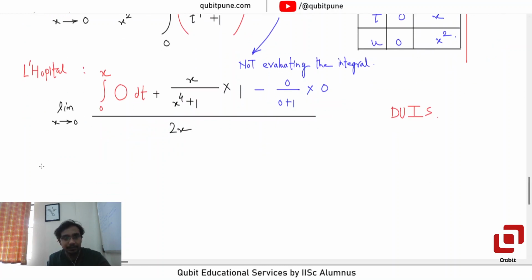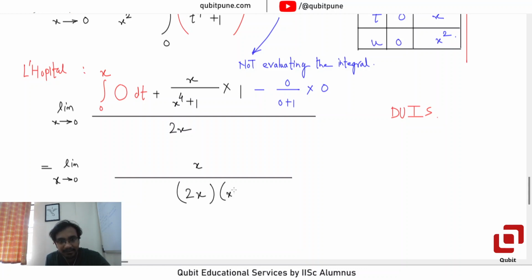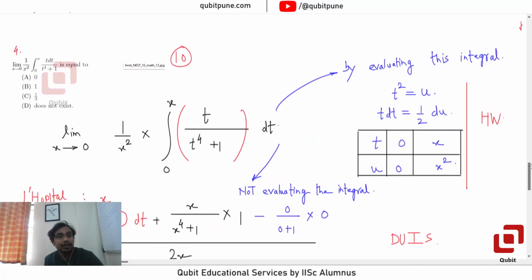So what is the good news now? The good news is x will get cancelled. You've got this 2x here. We've got this x here. And x raised to 4 plus 1 will come in the denominator. x will go. And the final answer is 1 by 2. 1 by 2 is option C.